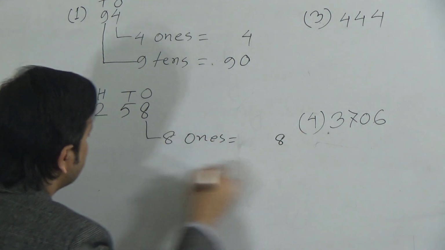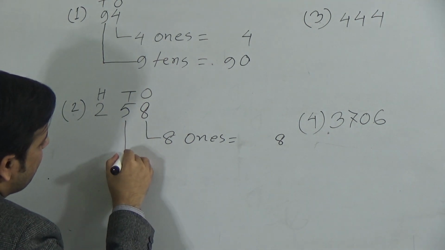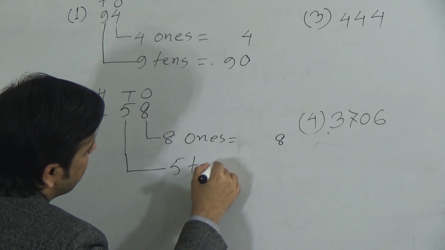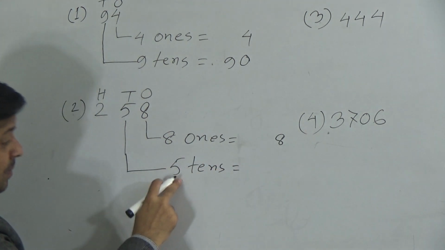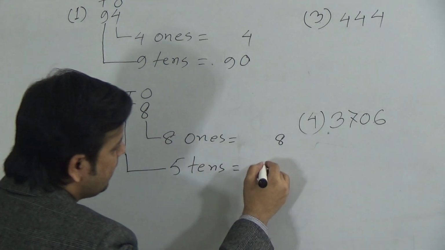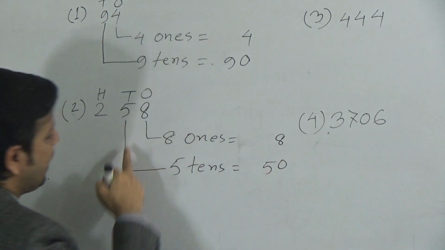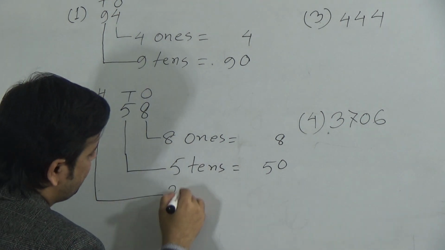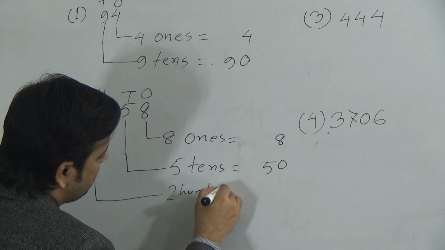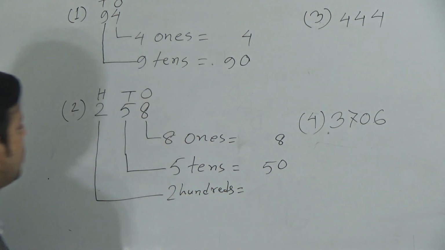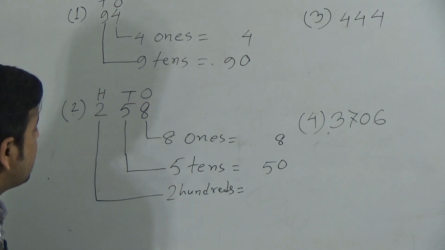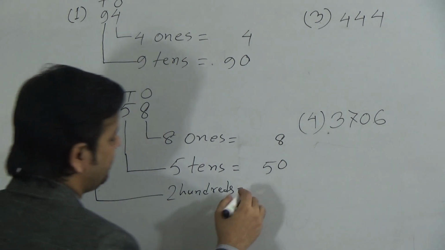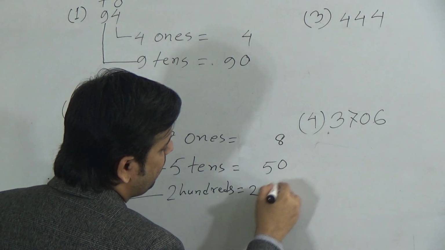This will be 8. And then tens position, here is 5 in tens position, so 5 tens. As this is 5 tens means 50. 5 tens are 50. So the place value of 5 is 50. Now 2 is in hundreds place, so we can write here 2 hundreds. As this is in hundreds place, the place value of 2 will be 2 hundreds.